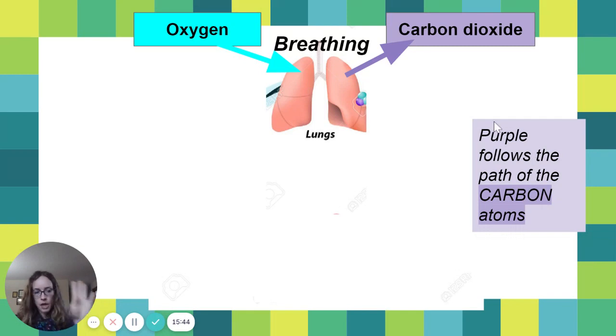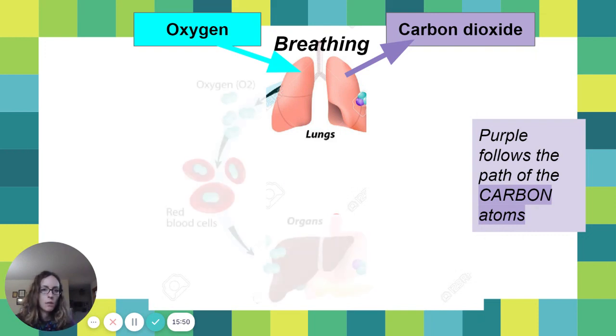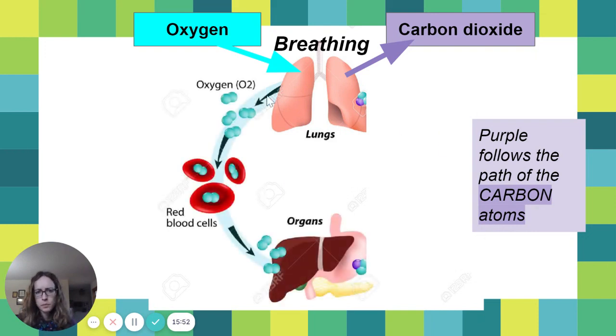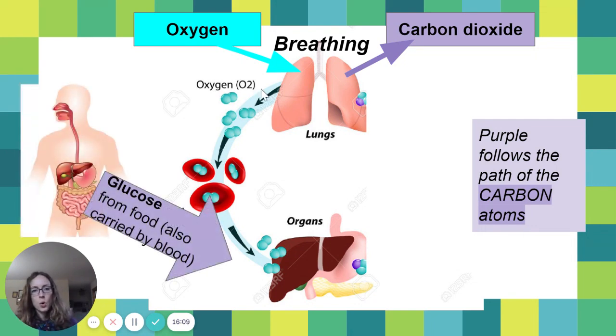So in the diagram, I'm going to uncover pieces of the diagram here, and I want you to think about purple following the path of carbon atoms. When you breathe in oxygen, your lungs have tons of blood vessels, and that oxygen just diffuses into your bloodstream. Your red blood cells are your oxygen carrying things. That's what carries oxygen in your body. So when you breathe in, oxygen goes into your blood.